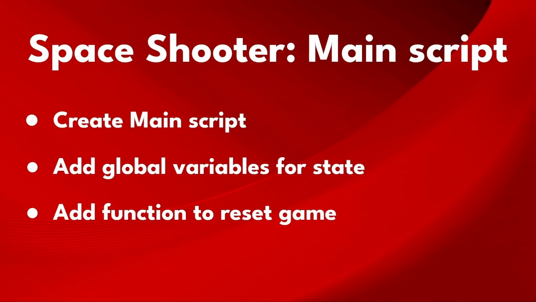All right. So in this section, we're going to create the main script. We're going to start off by creating the script itself. Then we're going to go ahead and add some global variables for the state. Then, last but not least, we're going to create a function to reset the game. Let's go ahead and get started.